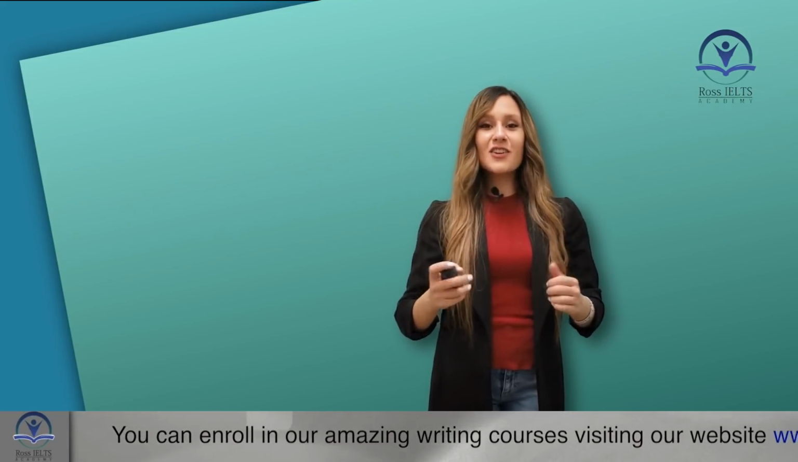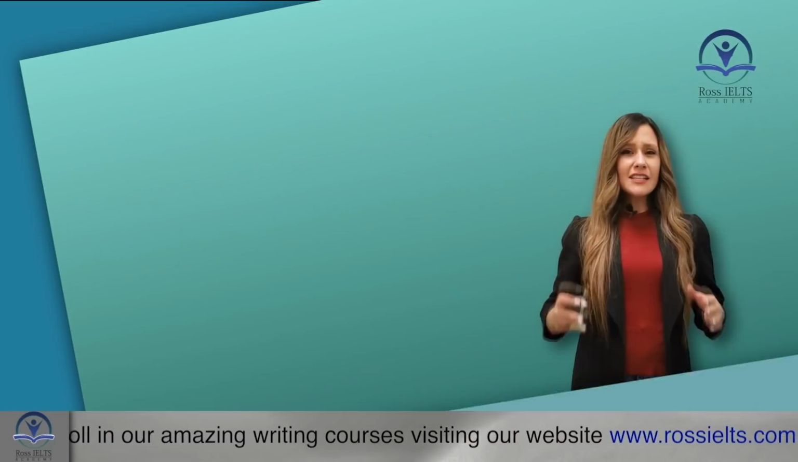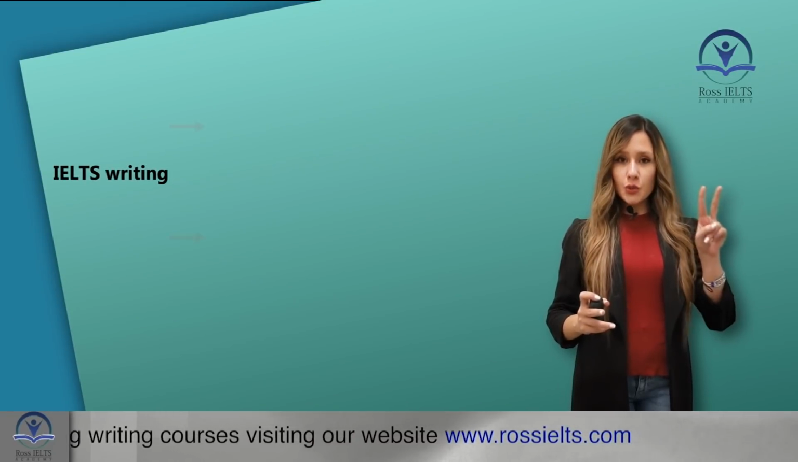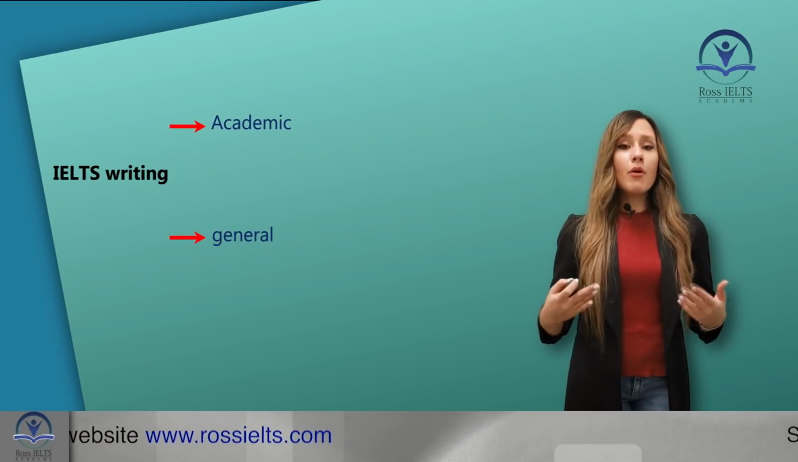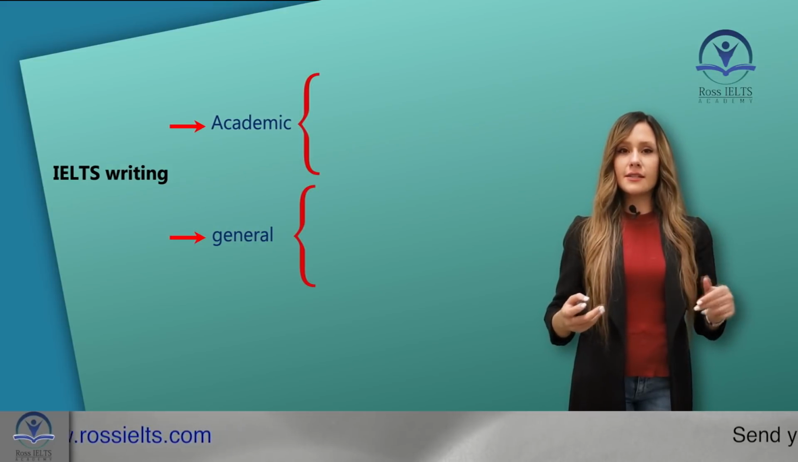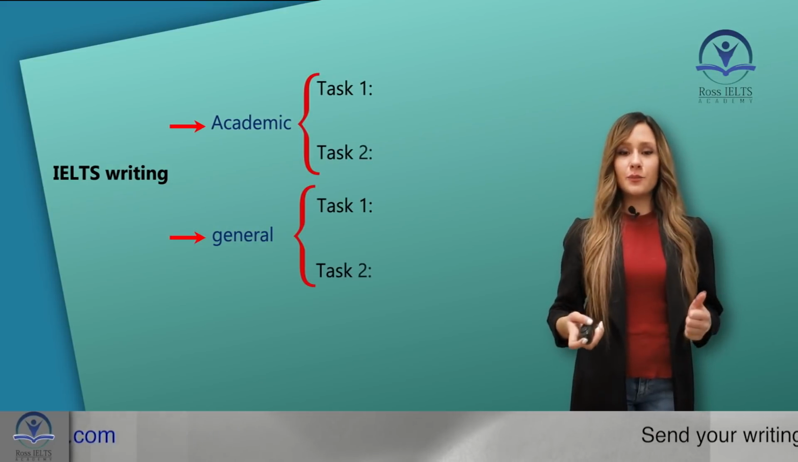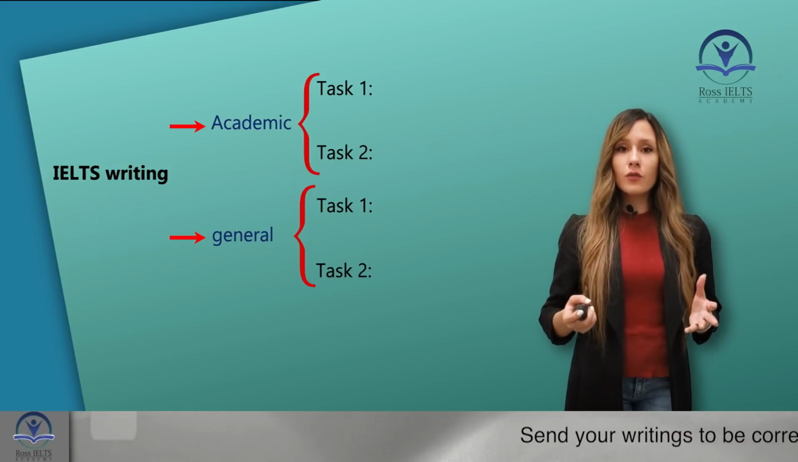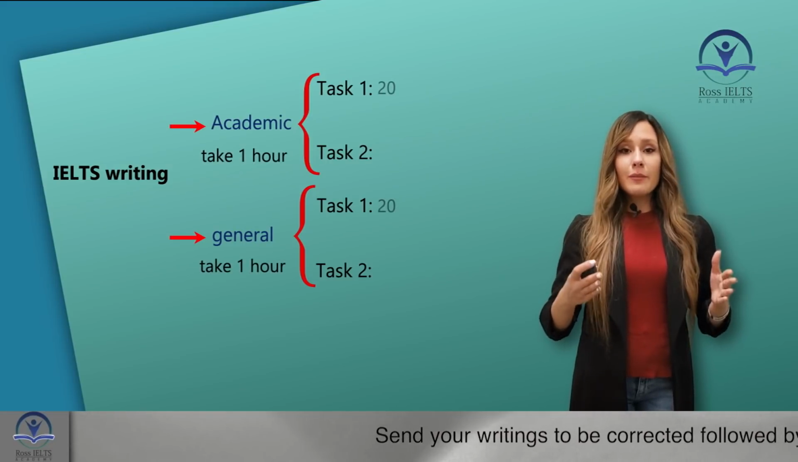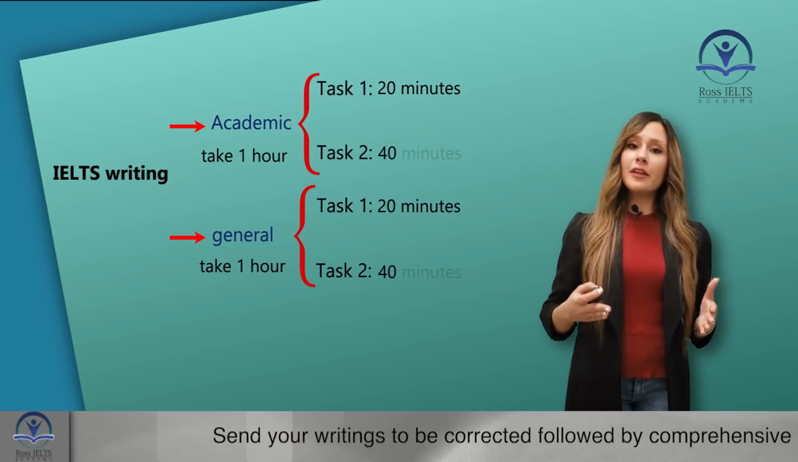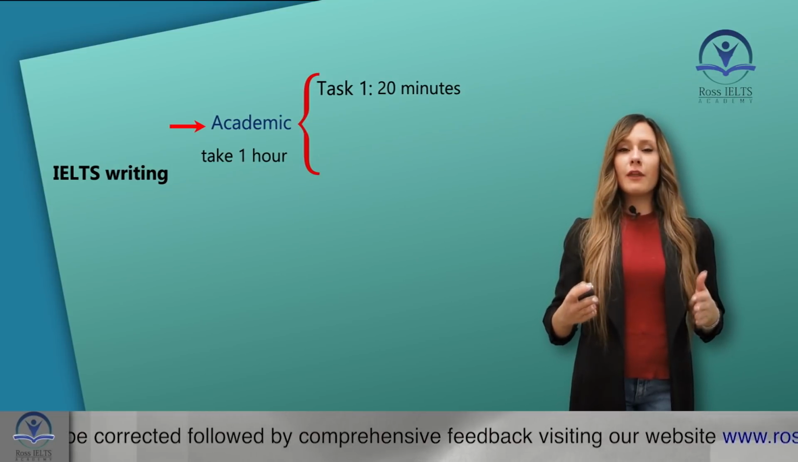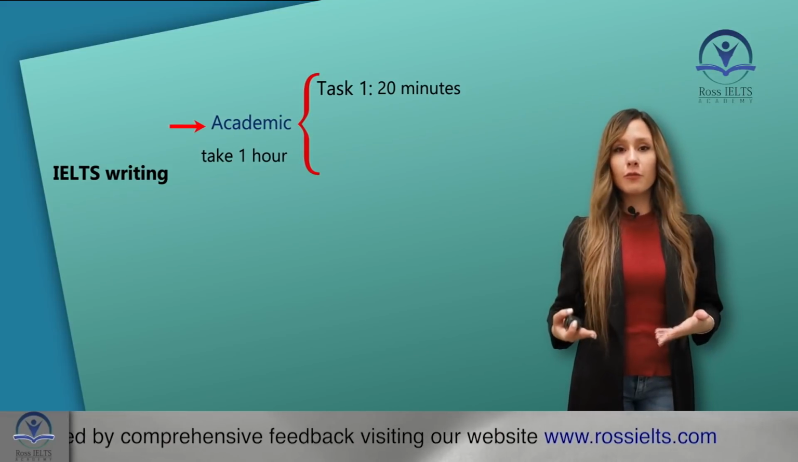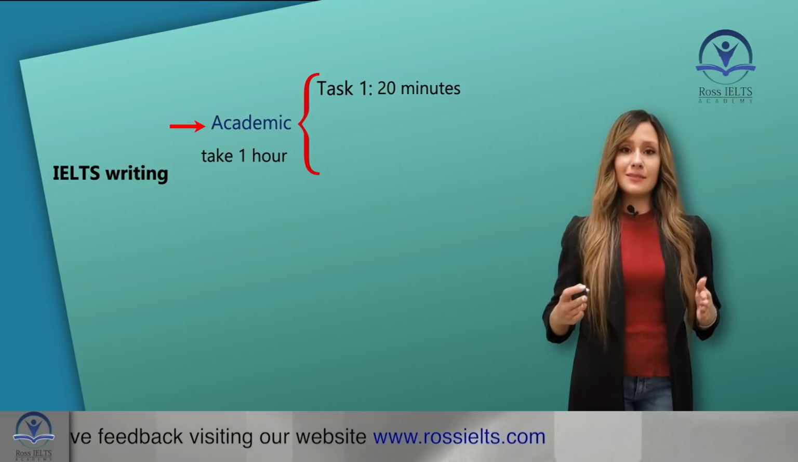Let's now get started. As you know, IELTS writing is in two different formats, academic and general, and both modules consist of two tasks, Task 1 and Task 2. The overall writing will take 1 hour, 20 minutes for Task 1 and 40 minutes for Task 2. In Task 1, you will be asked to write a factual report about the given information in 20 minutes.